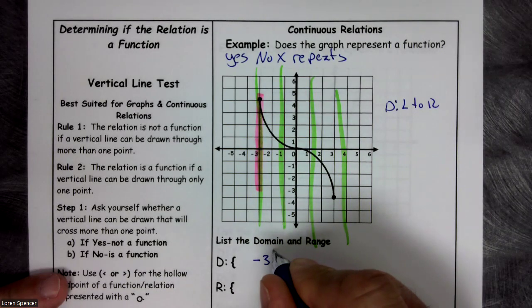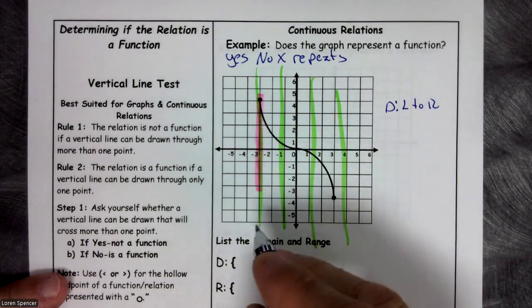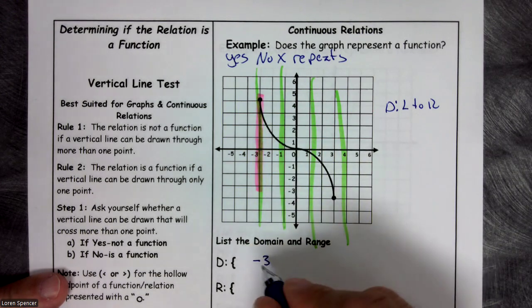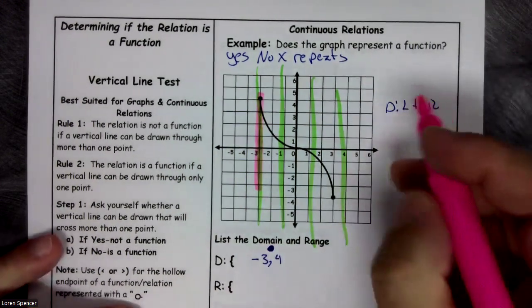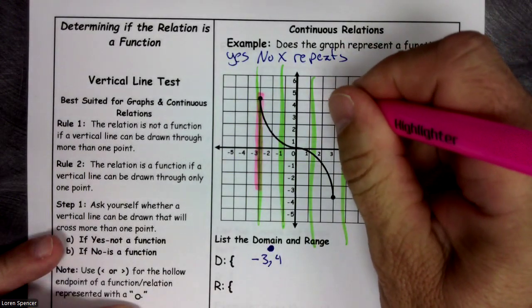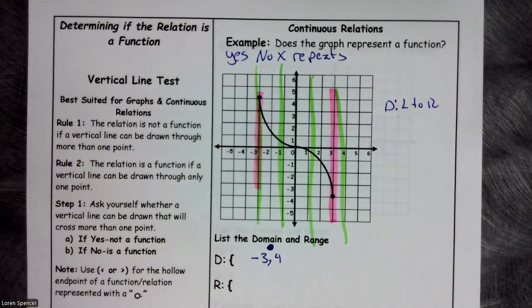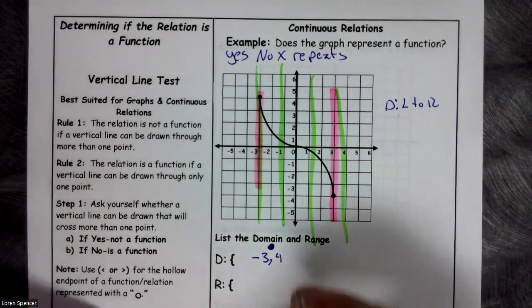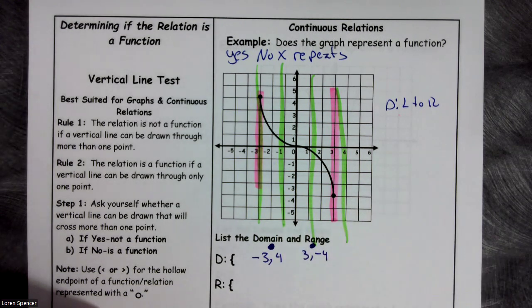And at -3, the point is -3, 4, and it has a solid endpoint. And we're going left to right, and furthest to the right is 3, -4. It also has a solid point. So that's our X and Y.